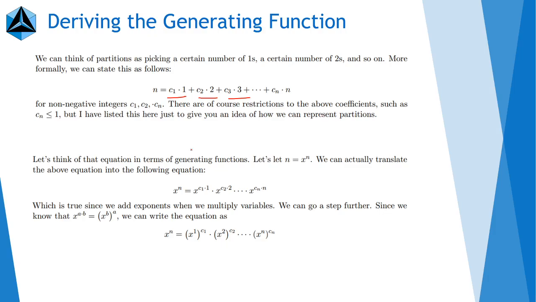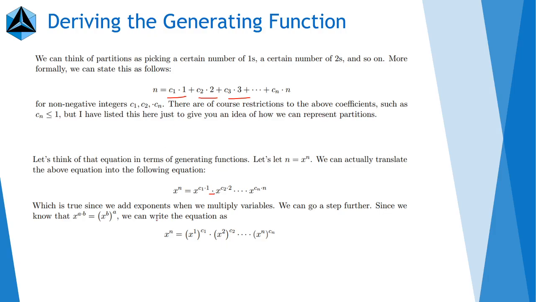So we can actually translate the above equation to the following equation. x to the n is equal to x to the c1 times 1 times x to the c2 times 2, and so on. It's basically the same equation, it's just that I put it in terms of exponents. And it's true since we add exponents when we multiply variables. That's why there's a multiplication symbol here instead of an addition symbol.